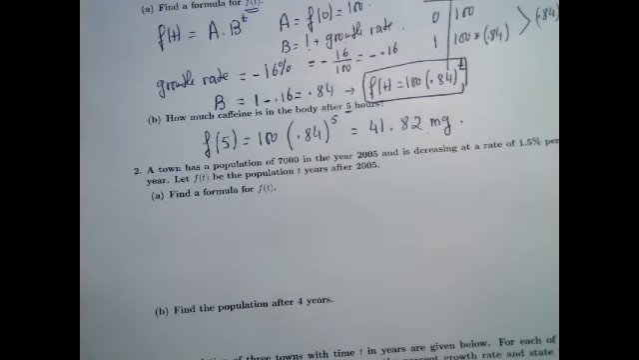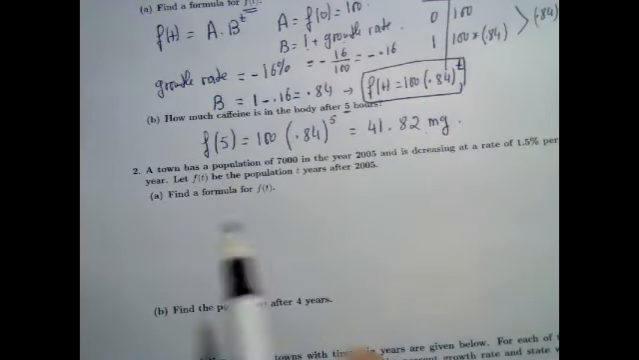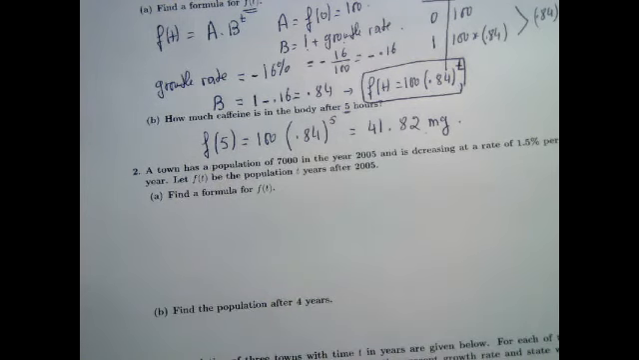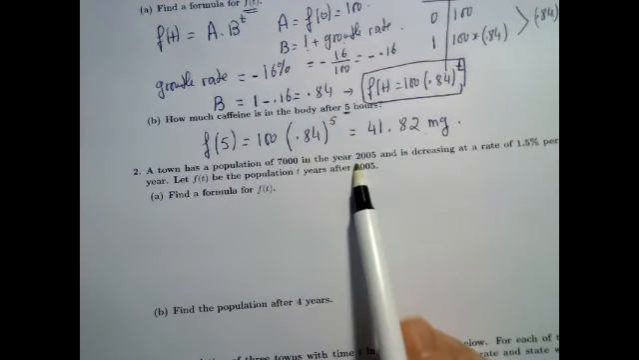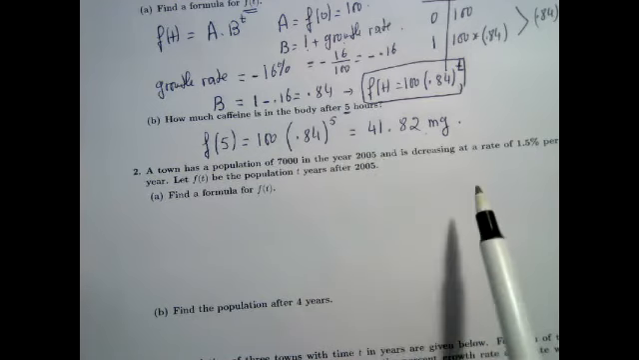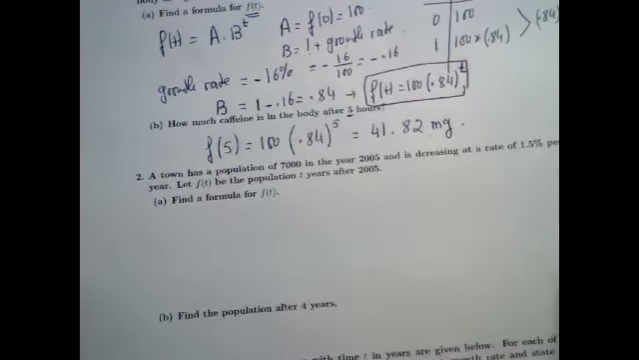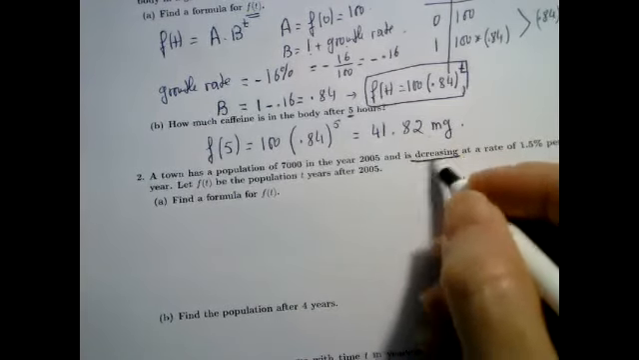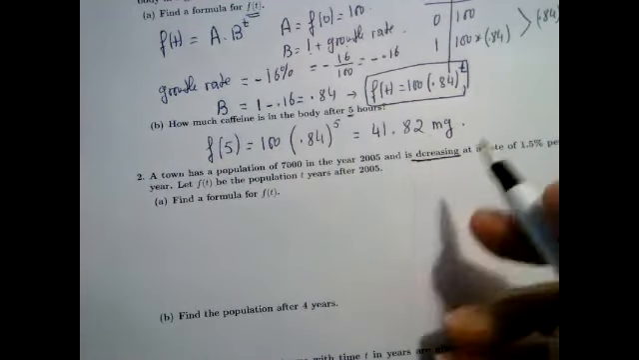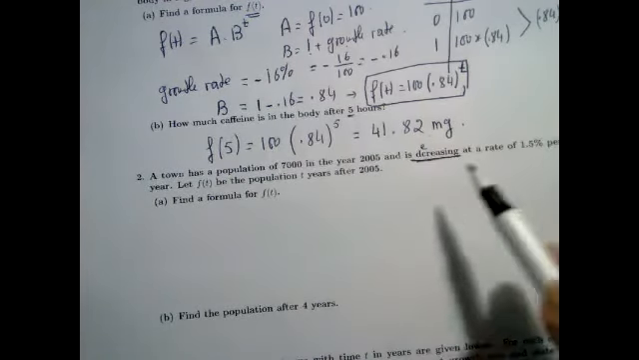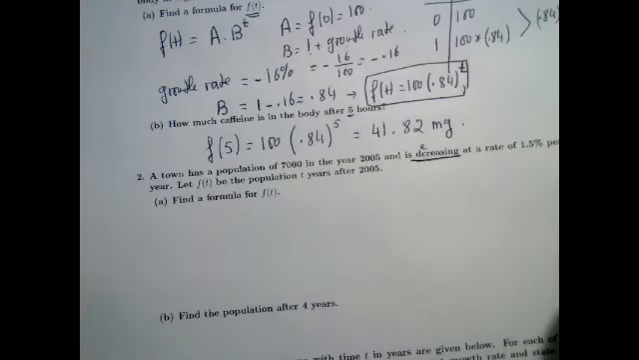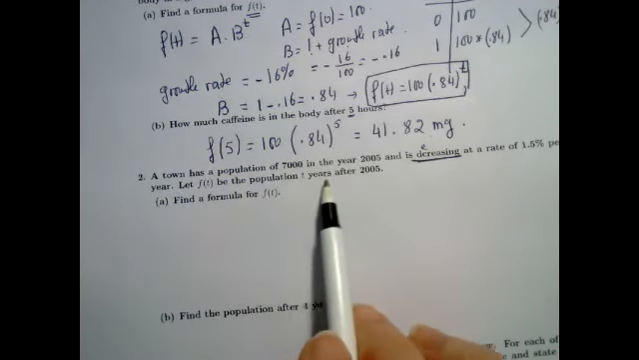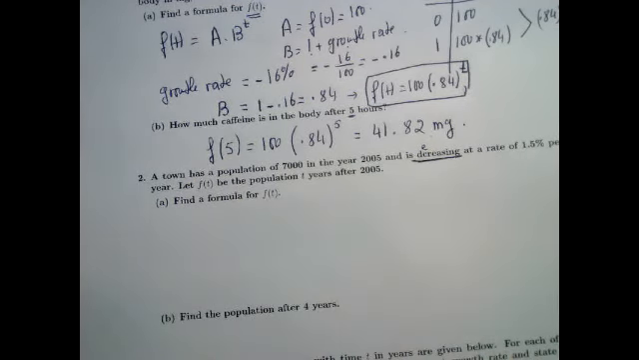Okay, number 2. A town has a population of 7,000 in the year 2005. And it's decreasing. So when I read decreasing, it's missing the D, the E here. At a rate of 1.5% per year. Let f of t be the population t years after 2005. Find a formula for f of t.